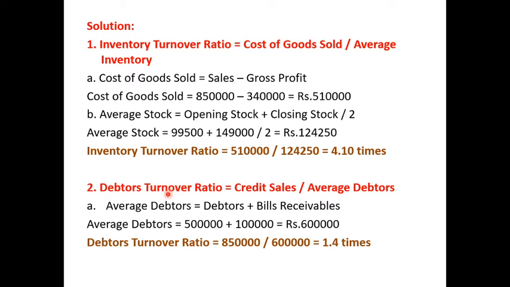Then we have to calculate the debtor turnover ratio. Here, credit sales is not separately given in the problem. Only sales is given. That sales we have to consider as credit sales. Then average debtors: opening debtors is not given, only closing debtors and closing bills receivable are given. We need to add that. That is, average debtors is equal to 5 lakh plus 1 lakh is equal to 6 lakh. Now debtor turnover ratio is equal to 8,50,000 divided by 6 lakhs, that is 1.4 times.